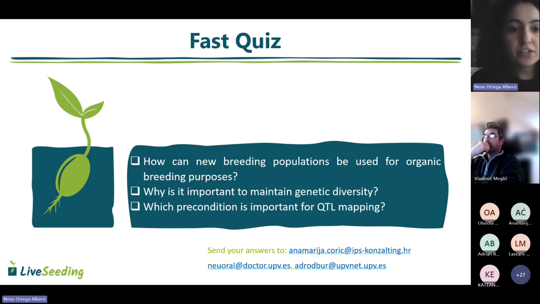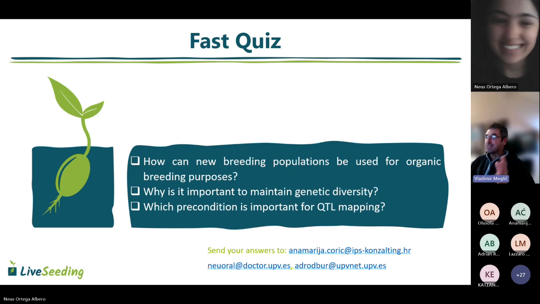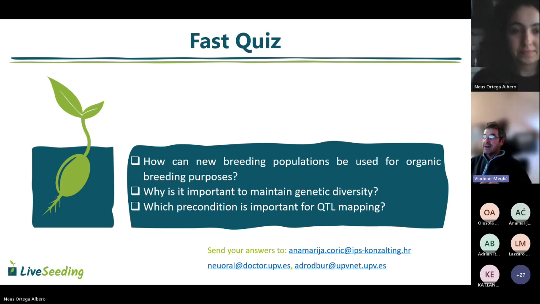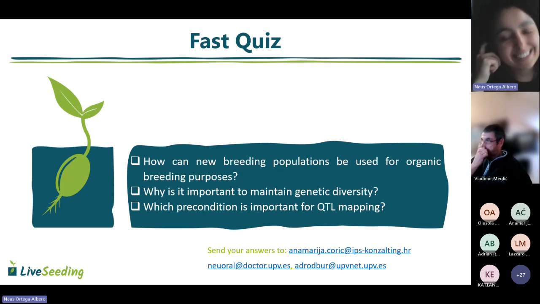And which precondition is important for QTL mapping? If Vladimir wants to answer this question better than me. I think it's the simple one. It relates as well to QTL or any kind of mapping. We need the polymorphism. We need to see the differences, and if we see the differences and can measure them well, then we are all set to start with our mapping populations, and then the mapping procedure. Thank you very much for this last answer.